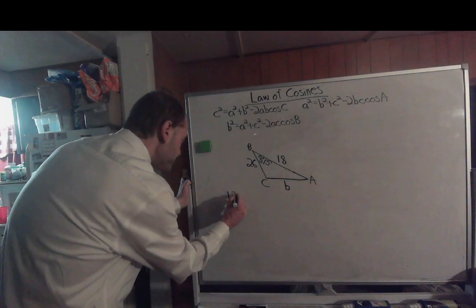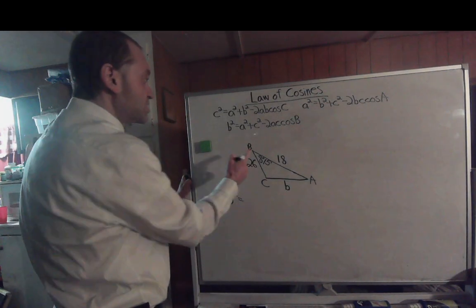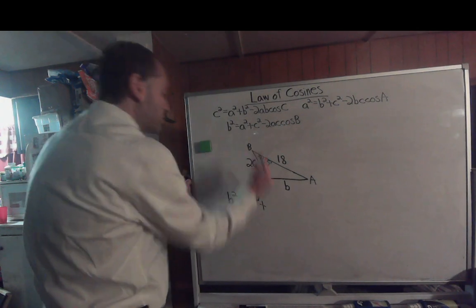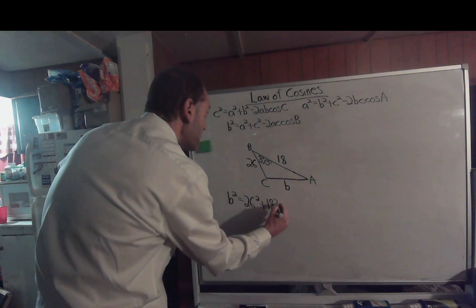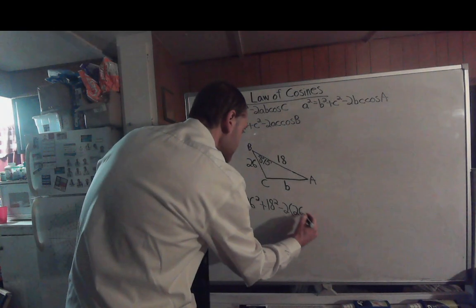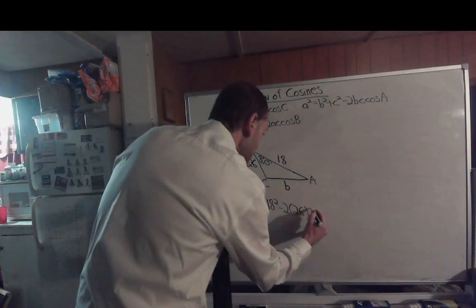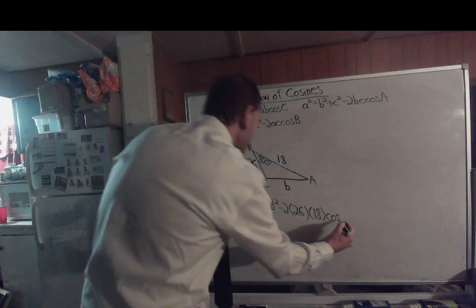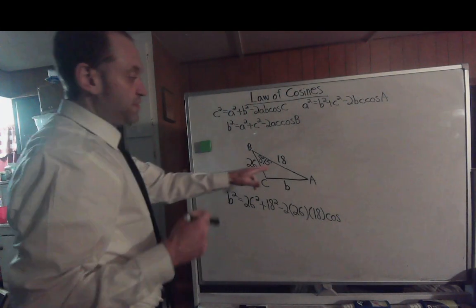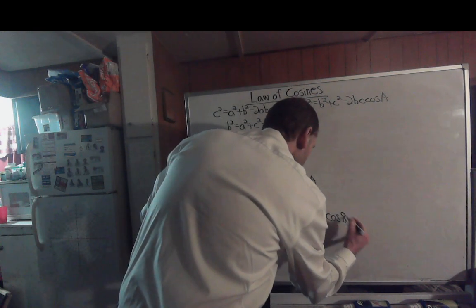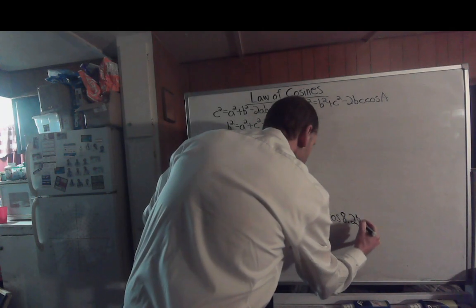So we'll take B squared equals the A squared, which is 26 squared, plus that C squared, which is 18 squared, minus 2 times side A, which is 26, times side C, which is 18, times the cosine. So 8 degrees in 15 minutes. 15 minutes is a quarter of a degree, so that would be the cosine of 8.25 degrees.